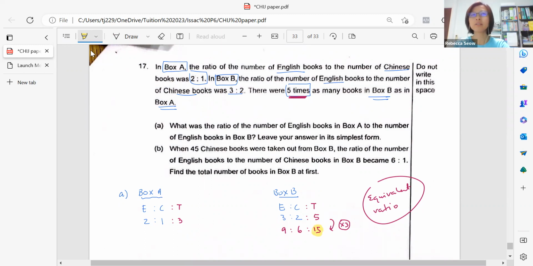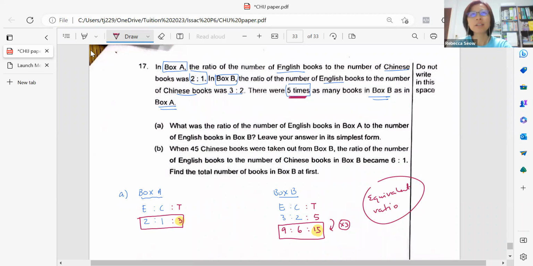Okay, and in comparison, you realize that the total units of books for box B is now 15, and the total units of books in A is actually 3. We can see here that 3 is indeed 1/5 of 15. This leaves us to compare this ratio of books and this ratio. The units here are of the same size, now that the proportion of the total is 1:5.